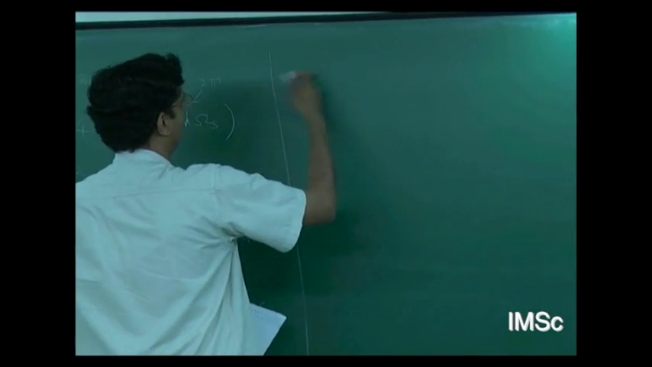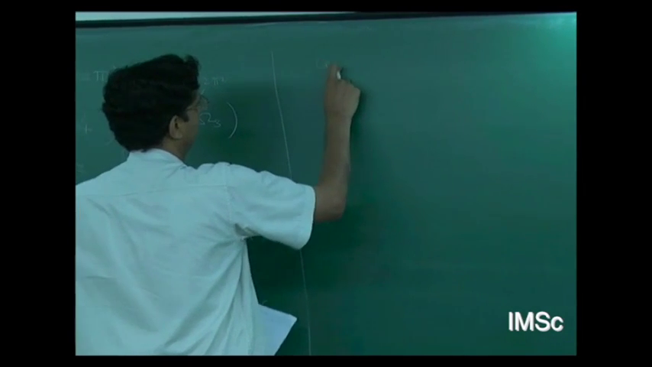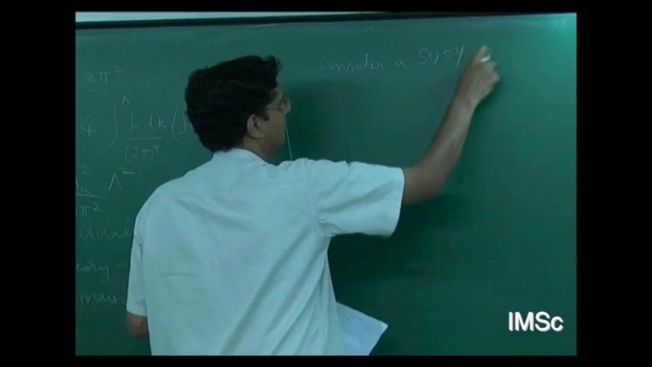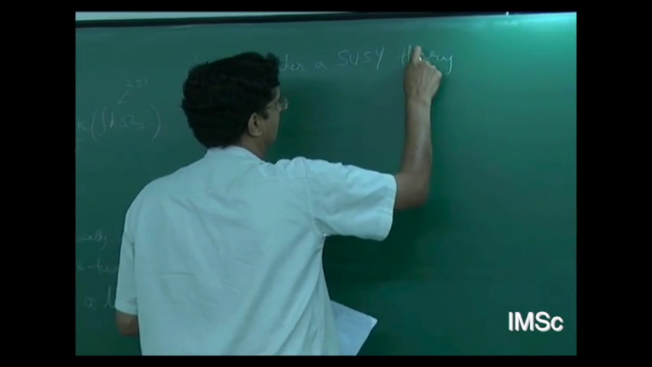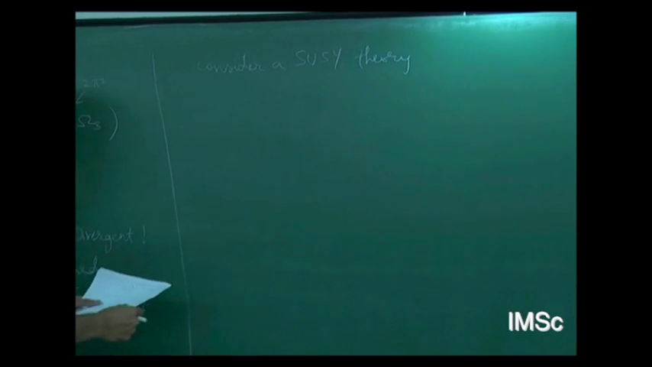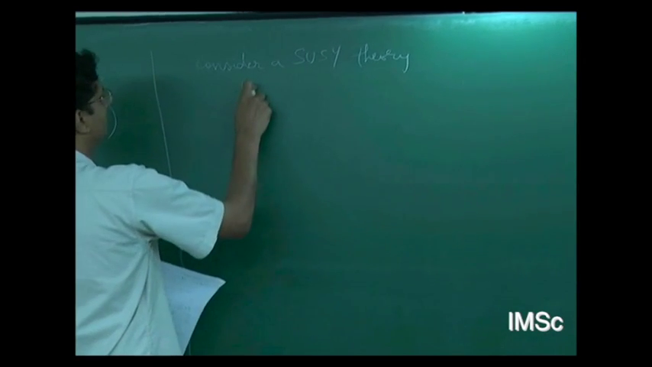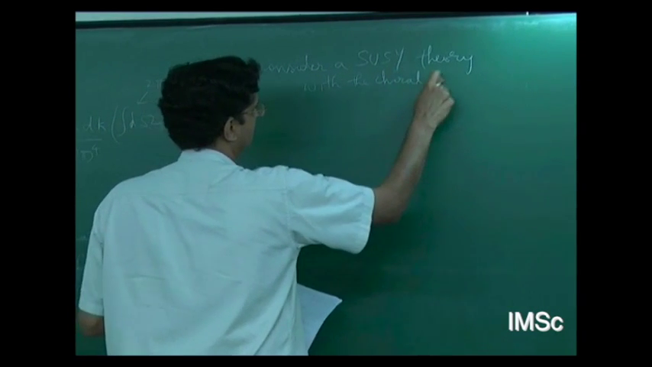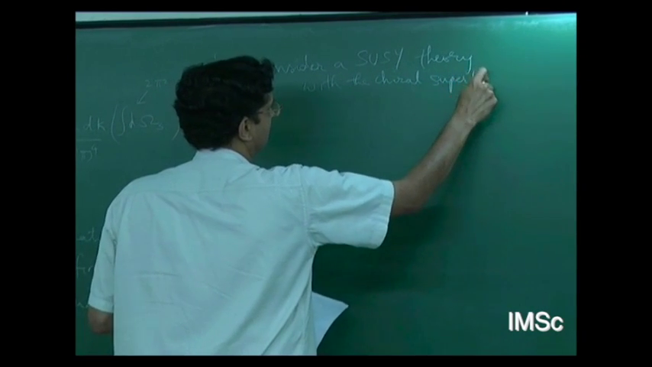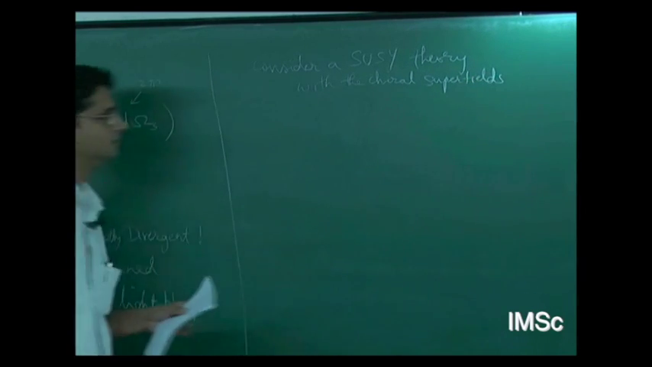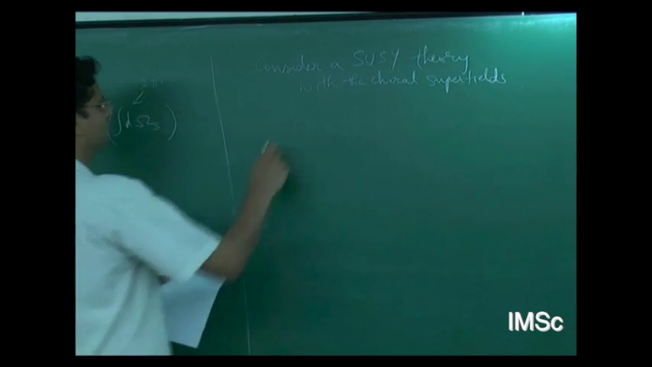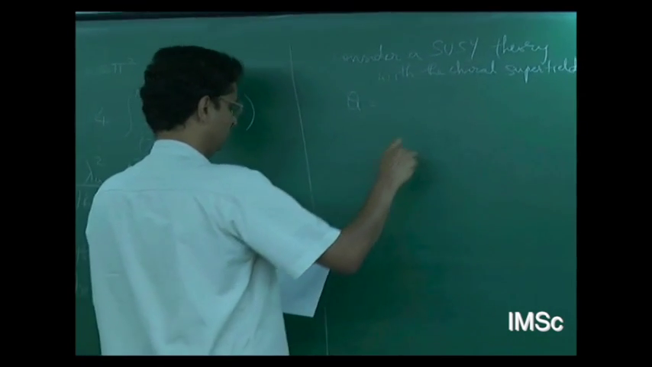Now let's look at supersymmetrizing this thing. So supersymmetrized, we just introduce chiral superfields for all of these members that we saw. So we just take Q.